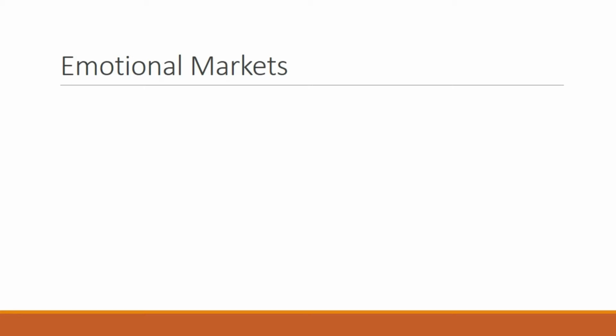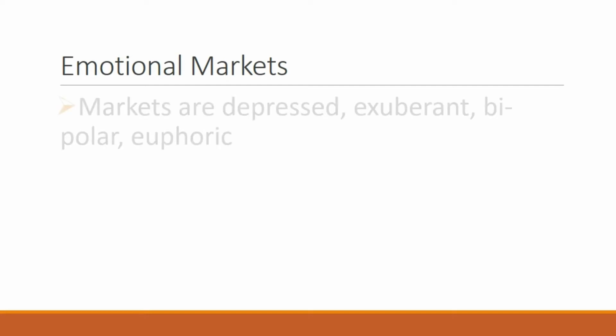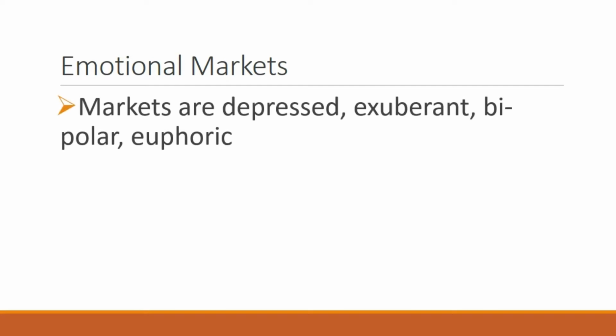We talked extensively about individual emotions. Now it's time to look at markets, the way individuals come together and set prices and set market directions. We do talk about emotional markets. For example, we say that markets are depressed, exuberant, bipolar, euphoric. We spend quite a bit of time and money collecting information on market sentiment.